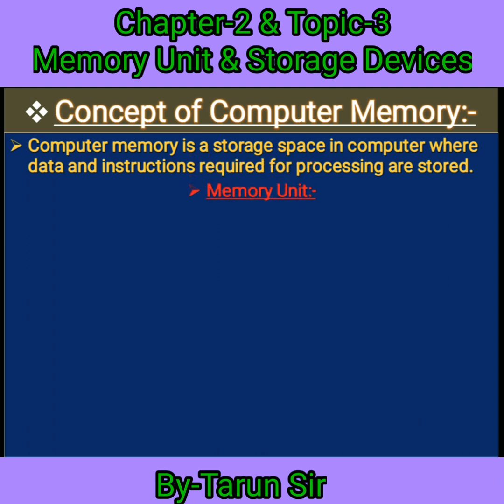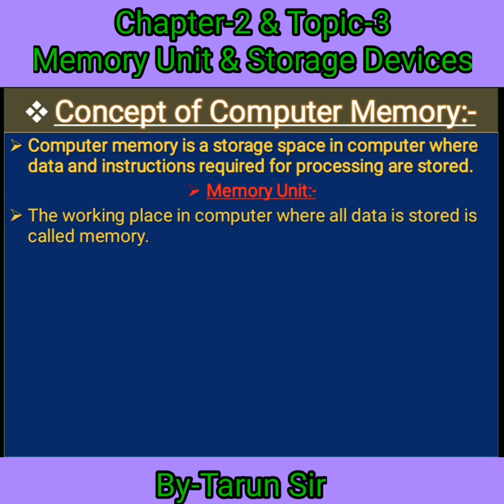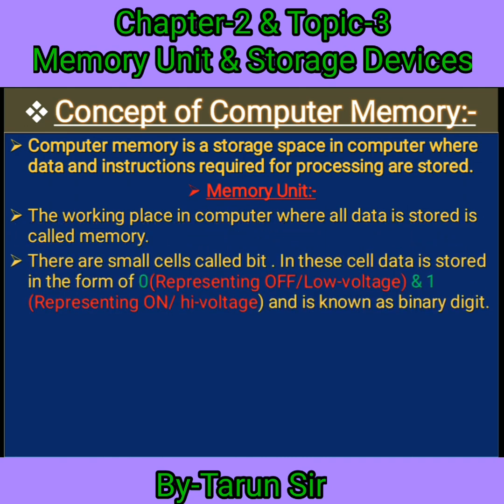Let us discuss memory units. The working place in the computer where all data is stored is called memory. There are small cells called bits. In this cell, data is stored in the form of 0 or 1. 0 represents off or low voltage and 1 represents on or high voltage, and this digit is also known as a binary digit.